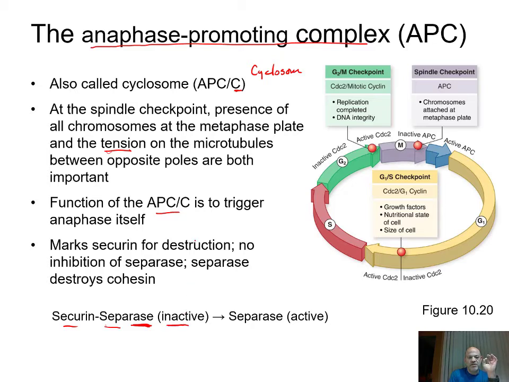So what's going to happen here is, when the conditions are right and all the chromosomes are lined up correctly, this APC is going to go and mark the securin right here, and tag it, through a whole separate set of processes, for destruction by other enzymes called proteases. The protease is going to go and destroy this protein, and when it destroys it, it frees the separase, and that causes it to become active.